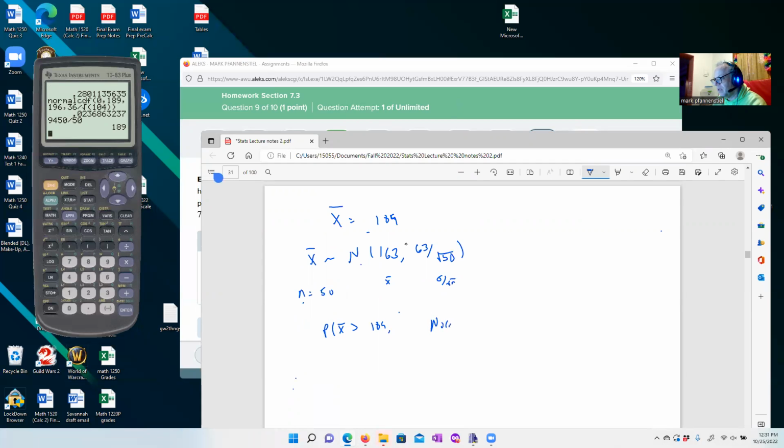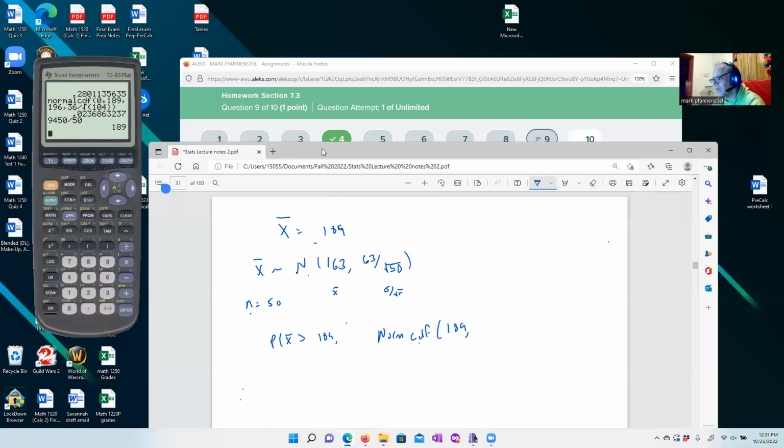So we're going to go to normal CDF, always CDF. We pick our low weight. Well, the average weight is 189. Then for the upper bound, we pick an outlandishly large number, like an 800-pound or 600-pound life. So we'll pick 800 pounds. It's an 800-pound elevator. I don't think you're getting 50 people on, but that's beside the point.